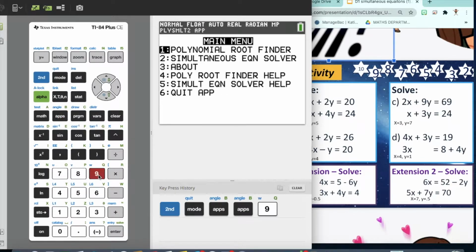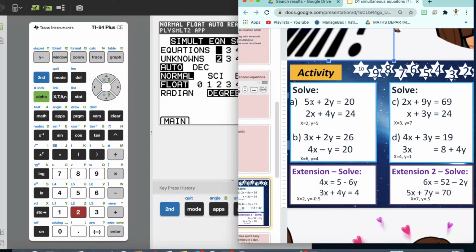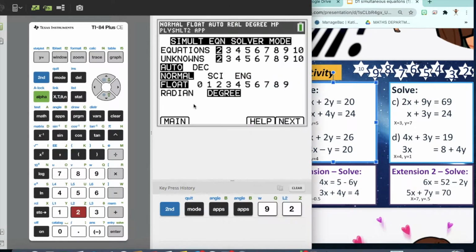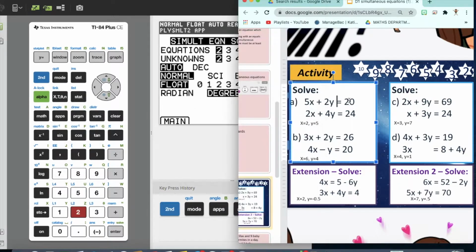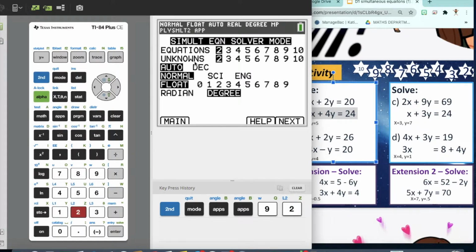We press number 9. We want to find the simultaneous equation solver. So we're going to press number 2. We're going to say that in these equations, we have two unknowns. Pause the video and have a think about what the unknowns are. Welcome back. We have two unknowns, x and y. We have two equations. This is the first equation and this is the second equation. We do not need to alter any of these things here.